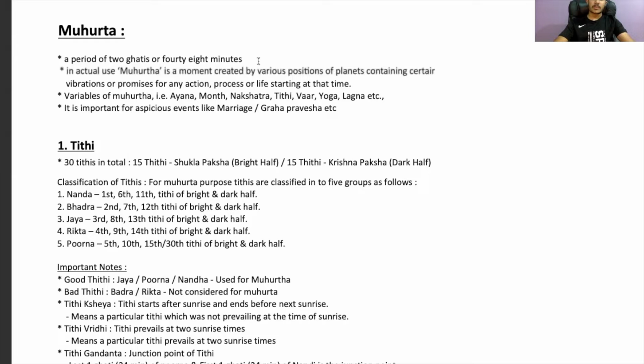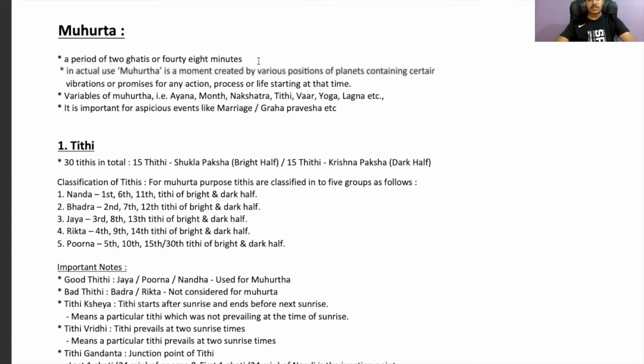Now, the classification of tithis. For Muhurta purposes, tithis are classified into 5 groups as follows. The first is Nanda tithi, second is Bhadra tithi, third is Jaya tithi, fourth is Rikta tithi, and fifth is Purna tithi. In Nanda tithi, there are 3 types: the first, which is Pratama, then the sixth, then the 11th, of the bright and dark half. So you can calculate it.